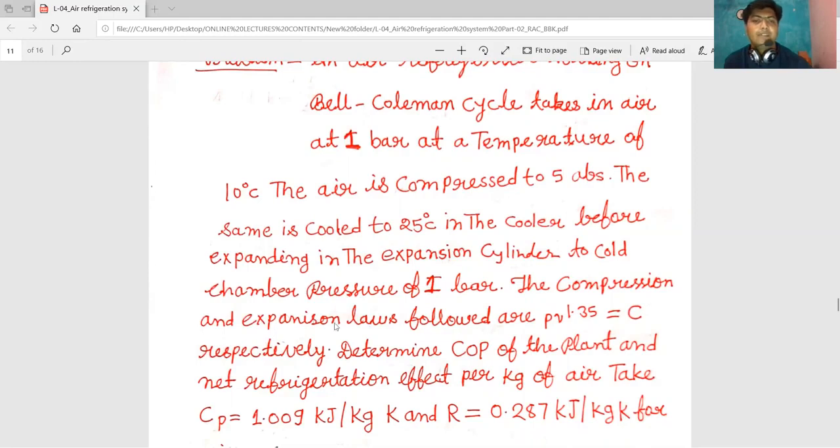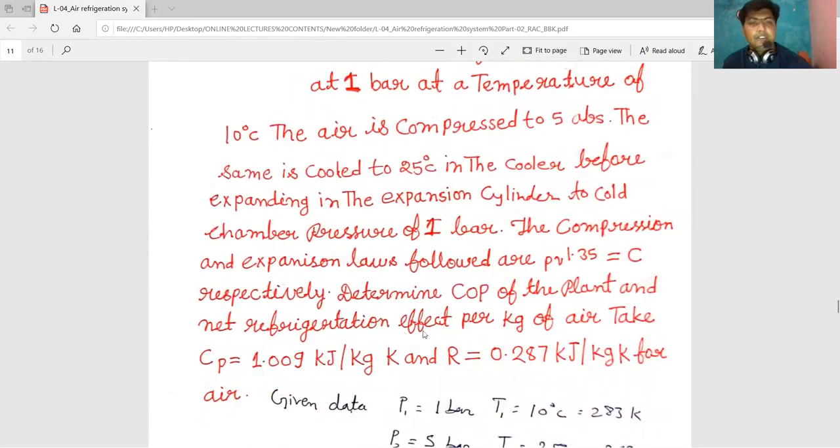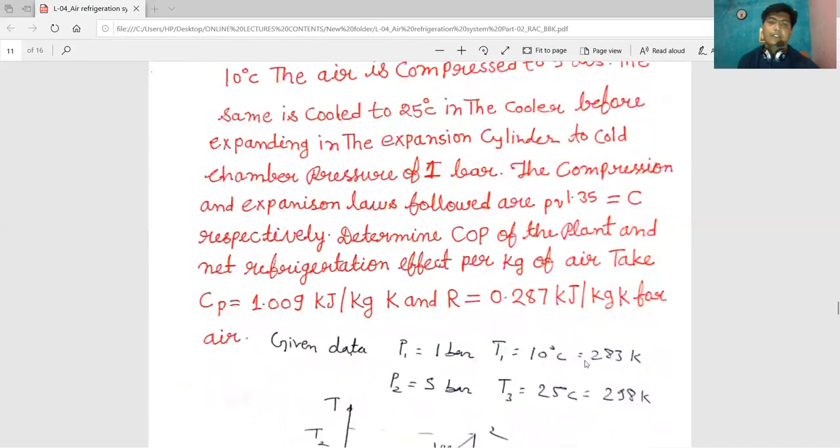The compression and expansion laws followed are PV raised to 1.35 is equal to constant and PV raised to 1.3 is equal to constant, respectively. Determine COP of the plant and net refrigeration effect per kg of air. Take Cp equal to 1.009 kilojoule per kg Kelvin, and R, the gas constant for air, is equal to 0.287 kilojoule per kg Kelvin.